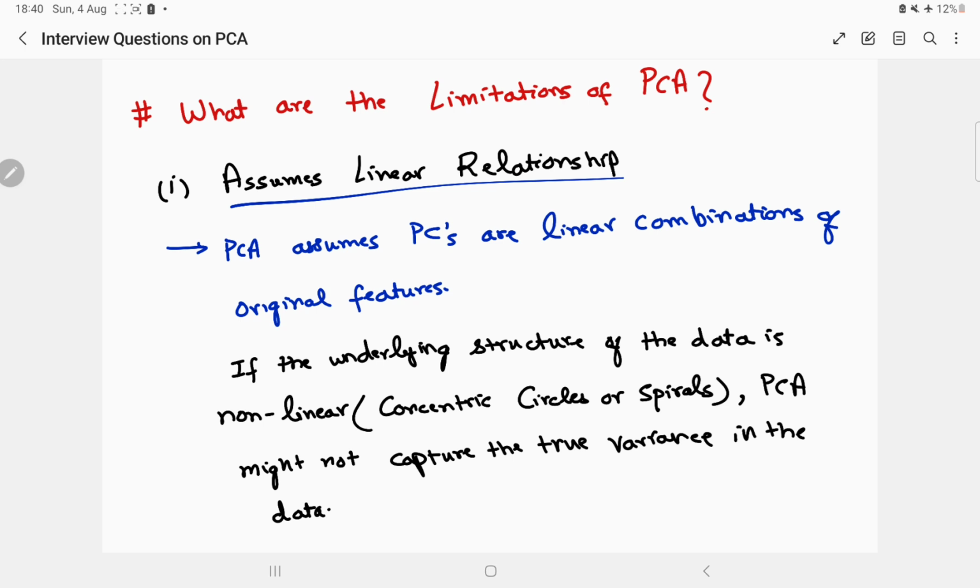This question is basically asked to have an understanding of how in depth you know about PCA and what are some of the drawbacks and where you would not want to use PCA as a data scientist. The first limitation is the assumption of a linear relationship. PCA assumes that the principal components are linear combinations of the original features like we discussed above. If the underlying structure of your data is non-linear, say for example something like concentric circles or spirals, PCA might not be able to capture the true variance in the data. That is one of the problematic things that might come across, right?